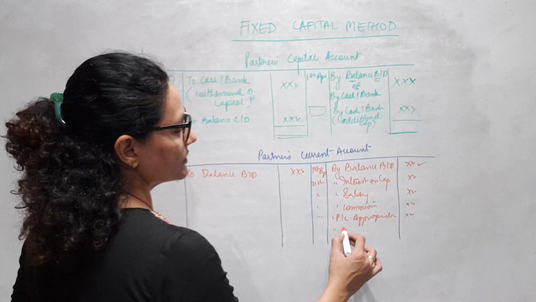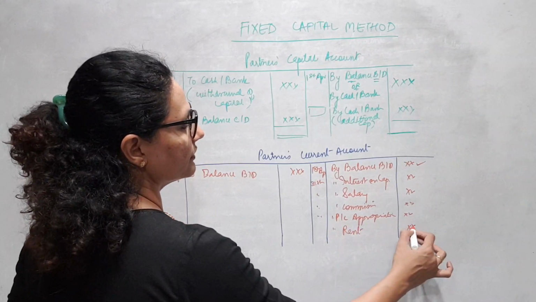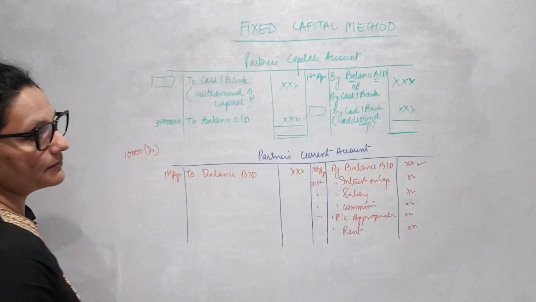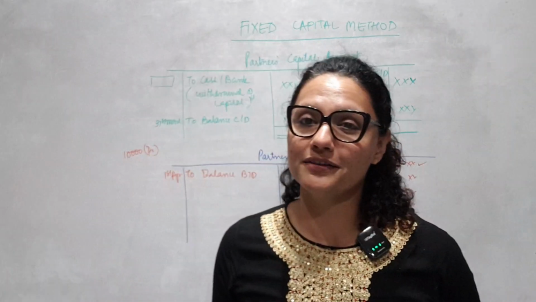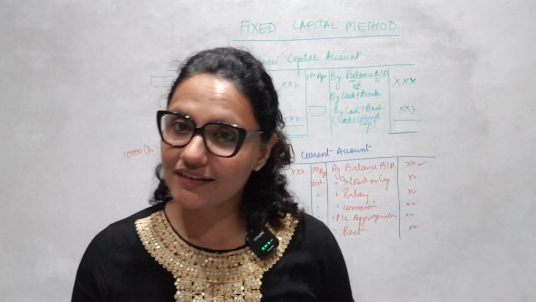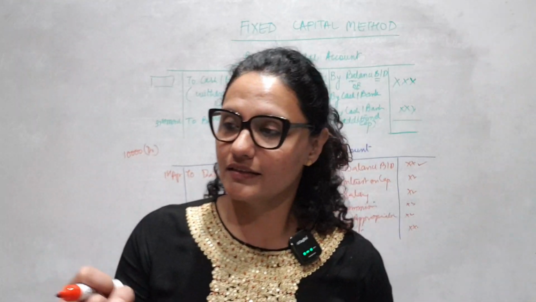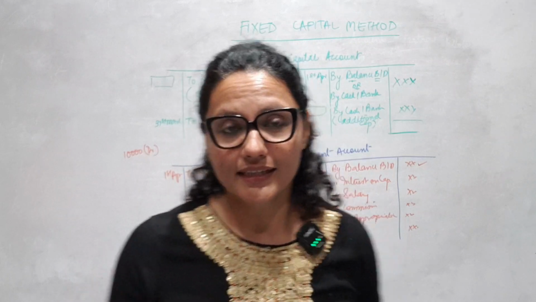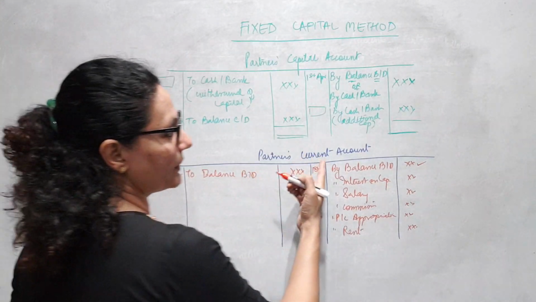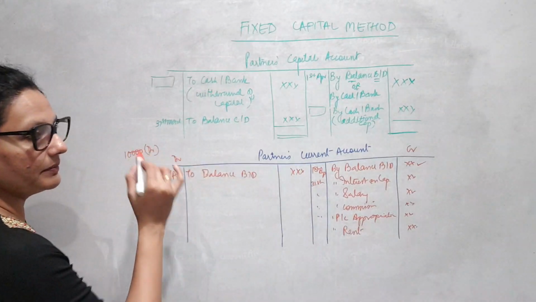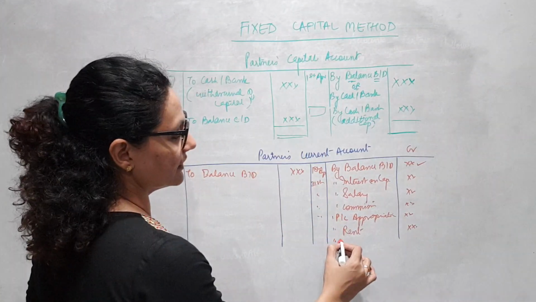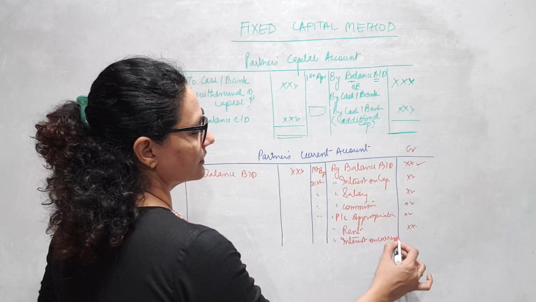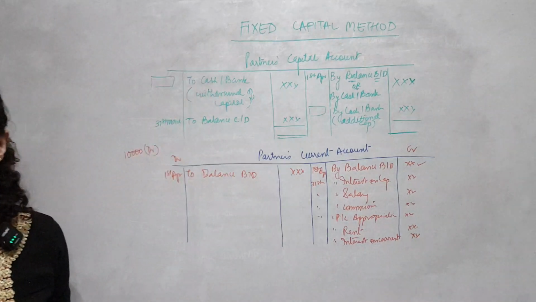If the partner is getting rent from the firm, then it will come on the credit side of the partner's current account. Sometimes your sum will also say, apart from interest on capital, interest on current account also. Allow partners an interest of 10% per annum on capital and current account balances. So in that case, interest on current account will depend on whether the partner has a credit balance or a debit balance. If it's only "allow," you will just get interest on current account also.